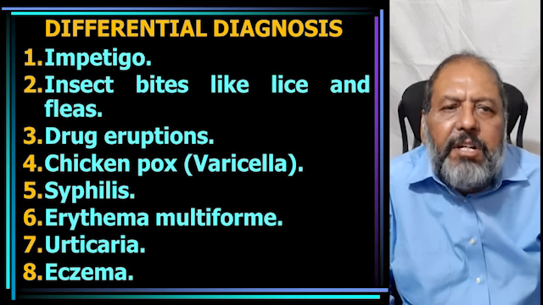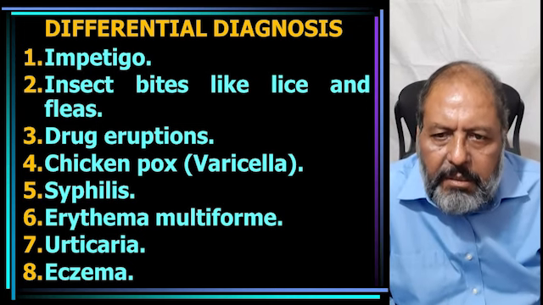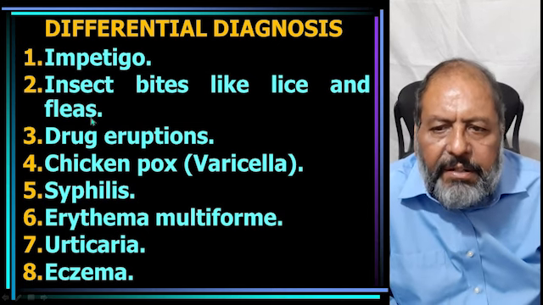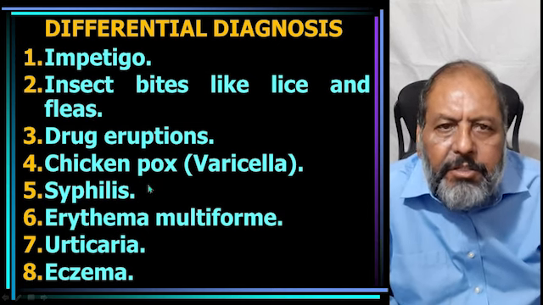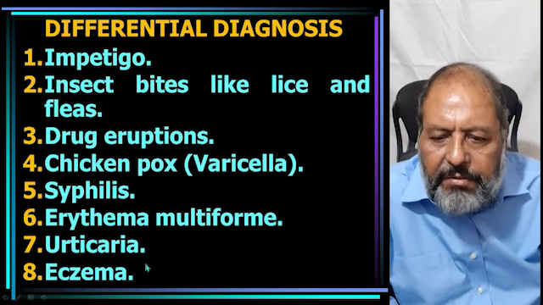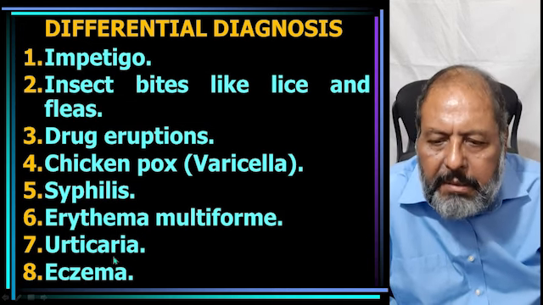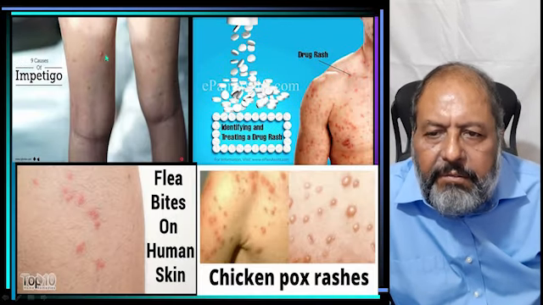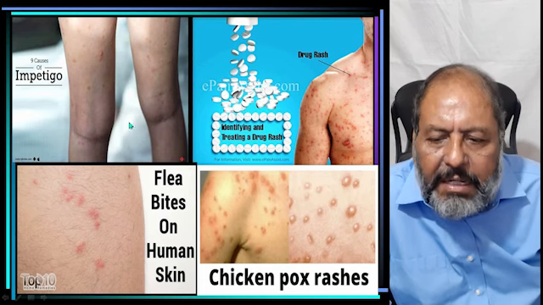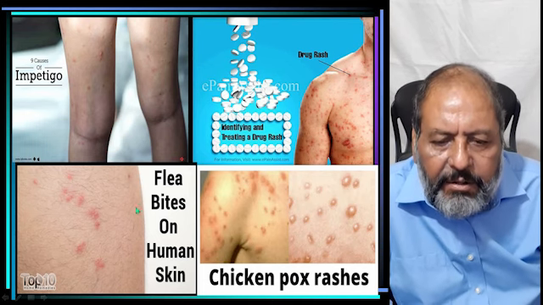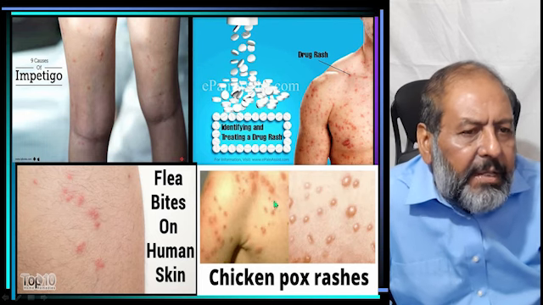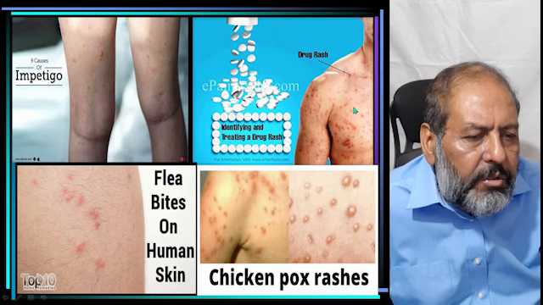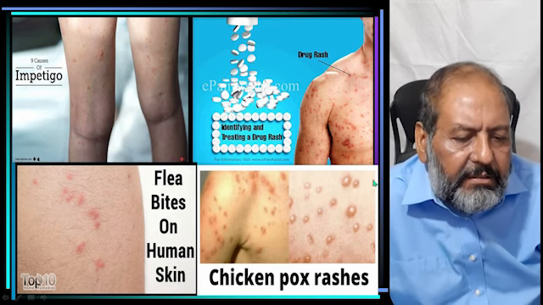Now, the differential diagnosis of the disease is impetigo, insect bites by lice and fleas, drug eruptions, chickenpox, varicella, syphilis, erythema multiforme, urticaria, and eczema. Here one can see impetigo, that is a bacterial infection, and one can also appreciate flea bites on the human skin, and here a drug reaction due to any drug which is just not suitable to a person, and that causes the drug reaction.